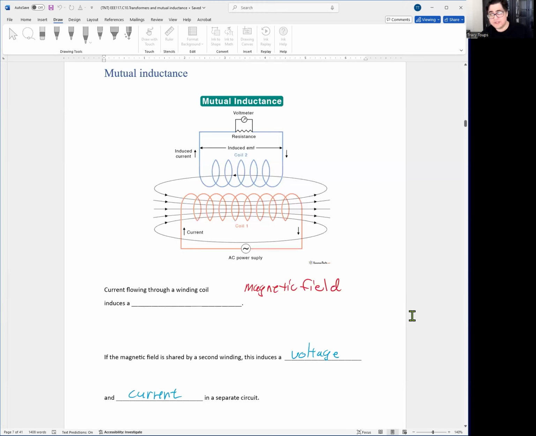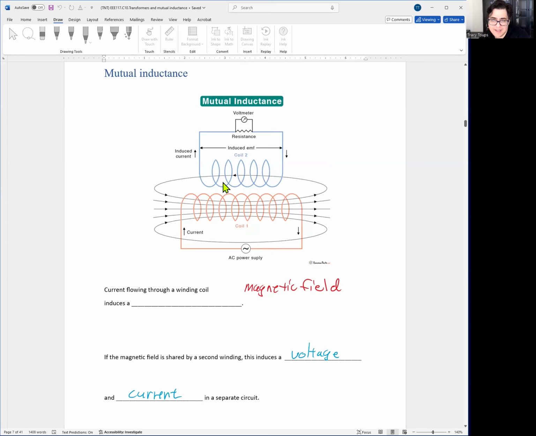Okay. So let's talk about mutual inductance. This is one of the key components that make transformers work. Now, here you have an AC power supply running current through coil number 1. So what happens when current flows through an inductor or a coil of wire? You produce a magnetic field. So these loops with black arrows are field lines of the magnetic field being induced because of the current flowing. Okay, the stronger the current, the stronger the magnetic field.